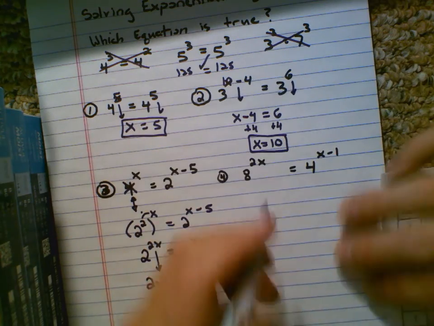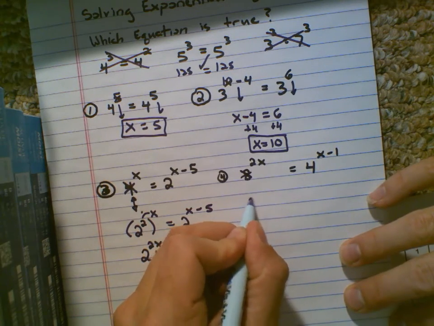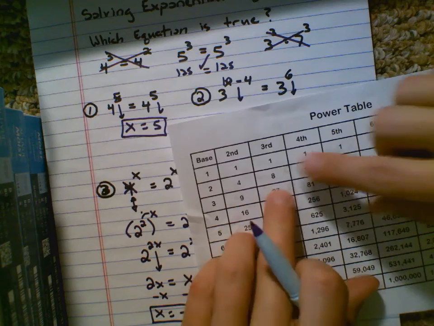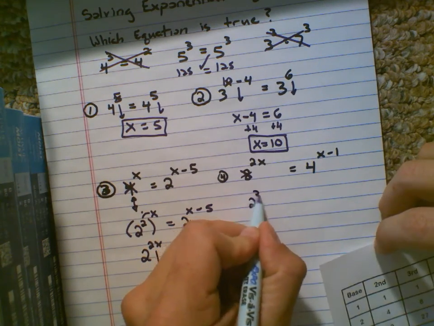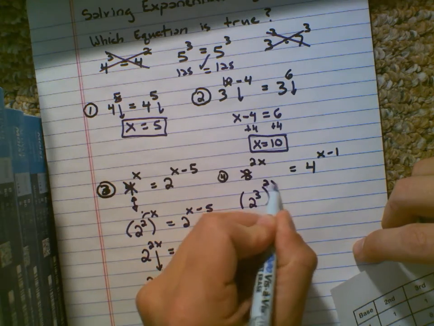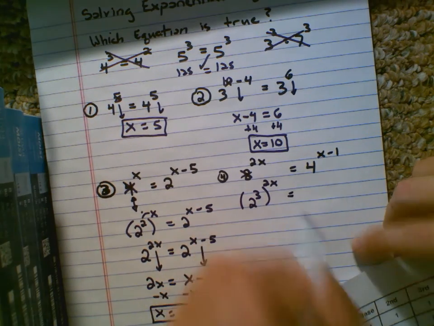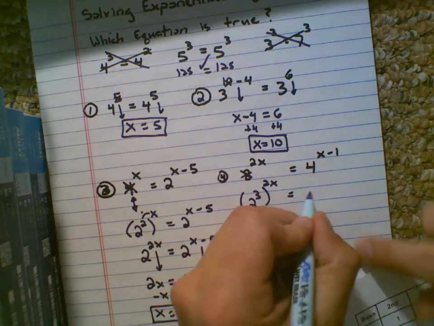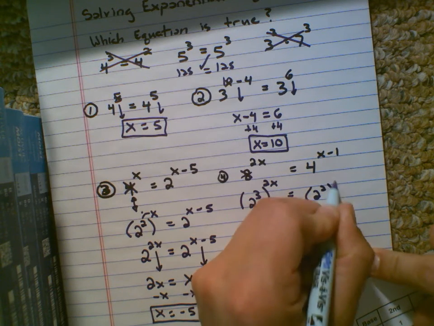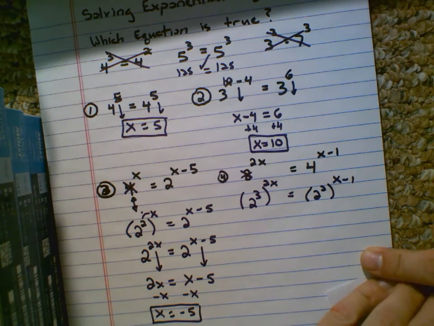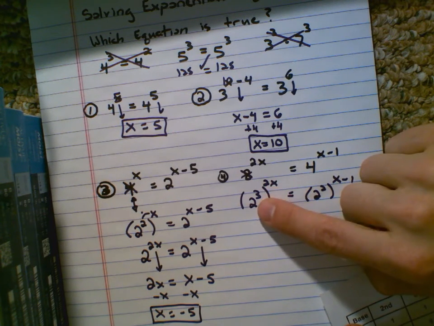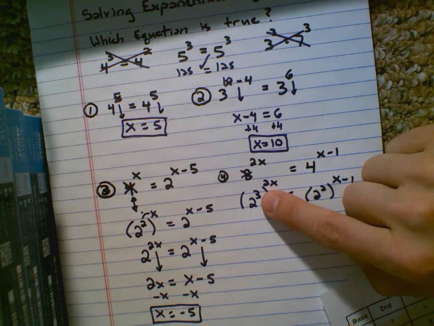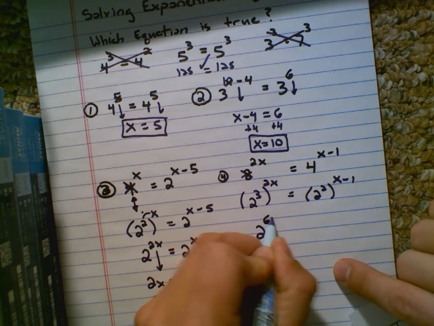So I can rewrite the 8 as 2 to the third power, right? 2 to the third power gives me 8, and that's taken to the 2x. And then I can rewrite 4 just like I did in the last problem as 2 squared with x minus 1 on it. Now, just as before, when I raise a power to a power, I can multiply the exponents. So 2x times 3 is 6x.